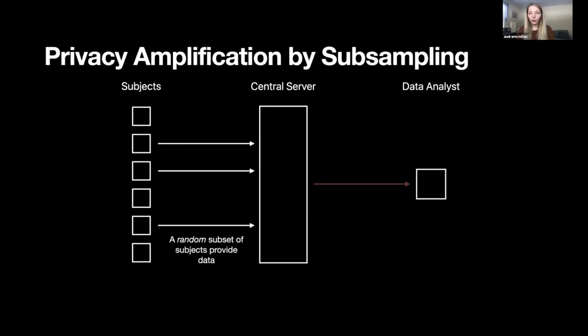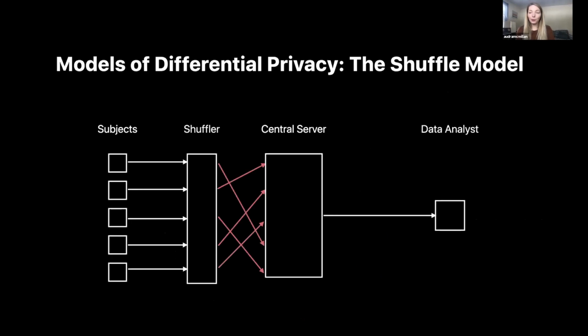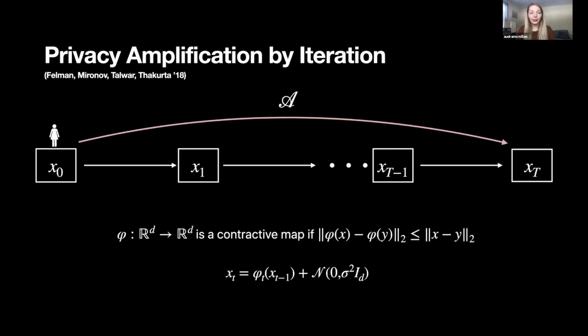Okay, so just a quick review of the types of privacy amplification we looked at. The first one was subsampling. So if you only take a subsample of your data, then you can amplify your privacy that way. Our second one was shuffling. If you build in a shuffler between your data subjects and your central server, then you can get better privacy amplification, better privacy guarantees than the local model. And our last one was privacy amplification by iteration. So if you take your data and send it through many post-processing steps of a particular form, then you get better privacy this way as well.